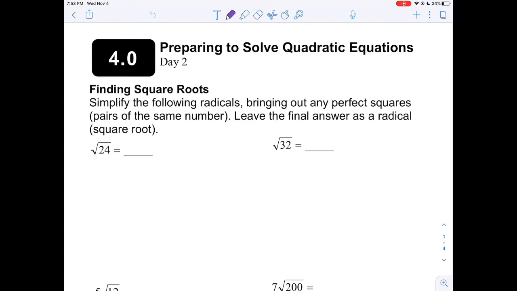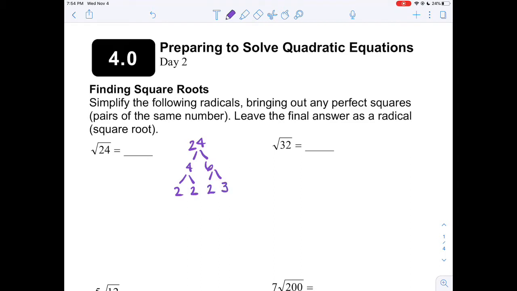So to simplify the radicals, we want to bring out any perfect squares or pairs of the same number. And so we need to find some hidden pairs in these numbers that are under these radicals. So I'm going to take the number 24 and I want to break it into two things that multiply to be 24. You can use anything except 1 and 24. So I'm going to try 4 and 6 because 4 times 6 multiplies to be 24. I can take 4 and break it down further because I know that 2 times 2 is 4. I can take 6 and break it down further because I know 2 times 3 is 6.